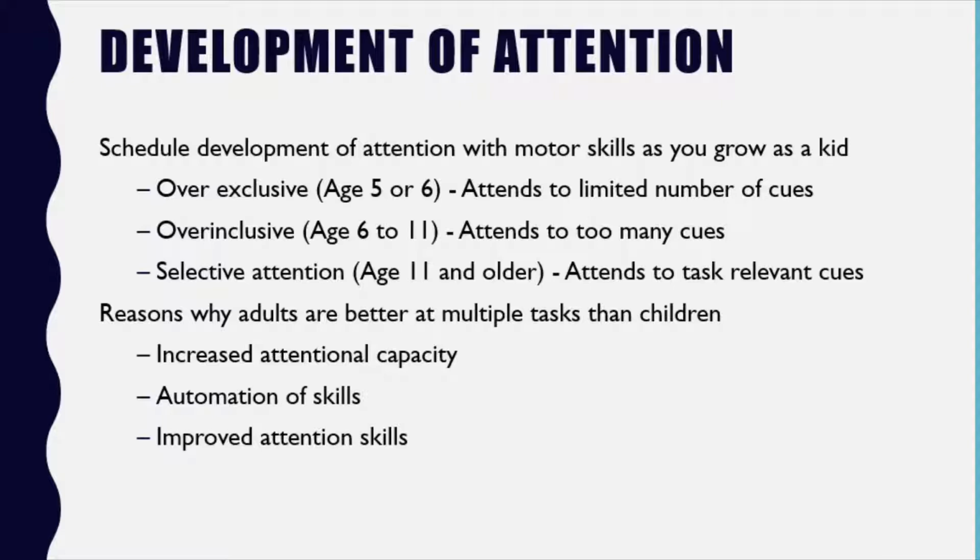Additionally, there are a few reasons as to why adults are better than children at multitasking. These reasons include increased attentional capacity, automation of skills, and improved attention skills.